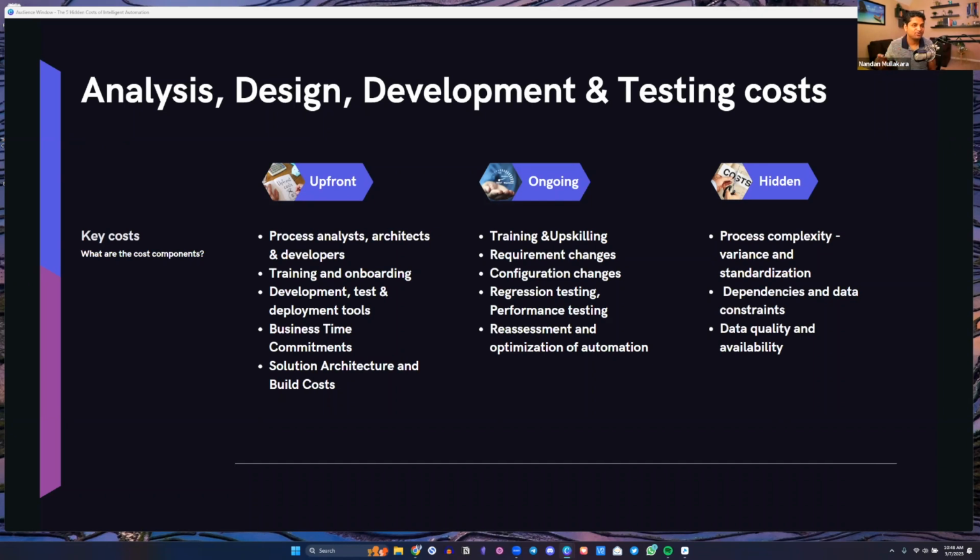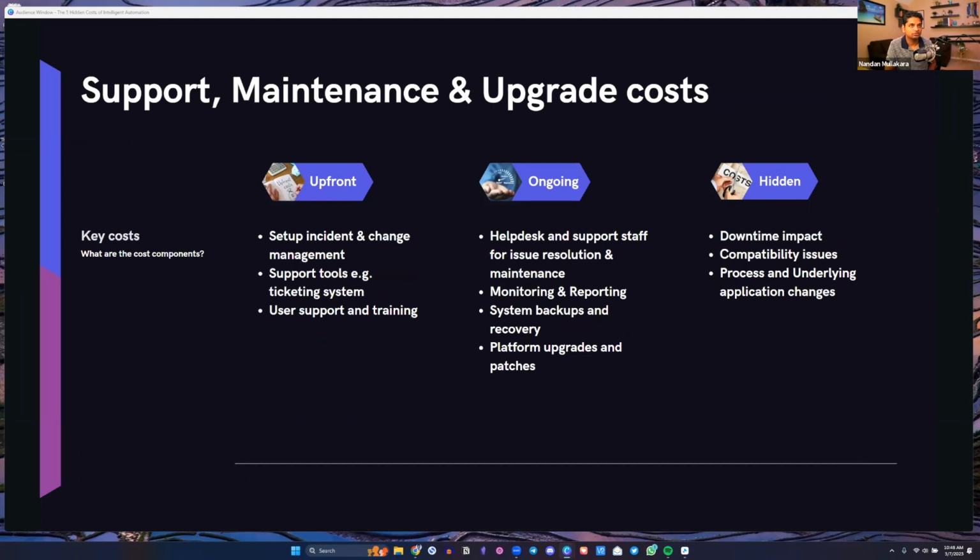Okay, let's move on to support and maintenance. I think this is the last one, and then we'll open up for a few questions if people have any.